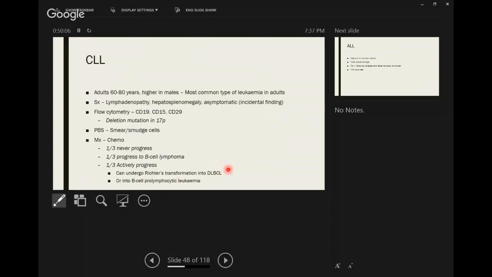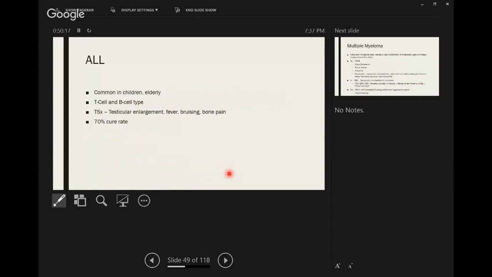I think it's promyelocytic. Yeah. Sorry about the spelling. Richter's transformation is the big buzzwordy one that it might be worth remembering. ALL, it's common in children and elderly. There's a T cell and a B cell type. Symptoms are testicular enlargement, fever, bruising, bone pain.